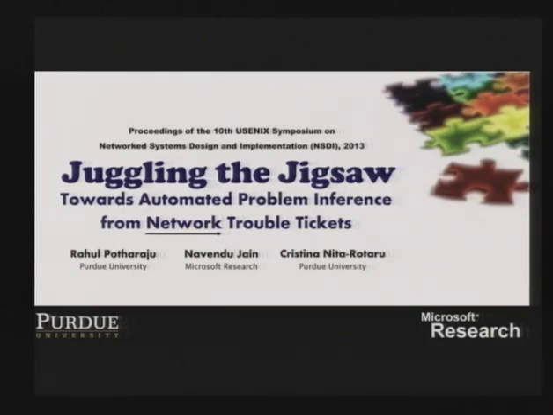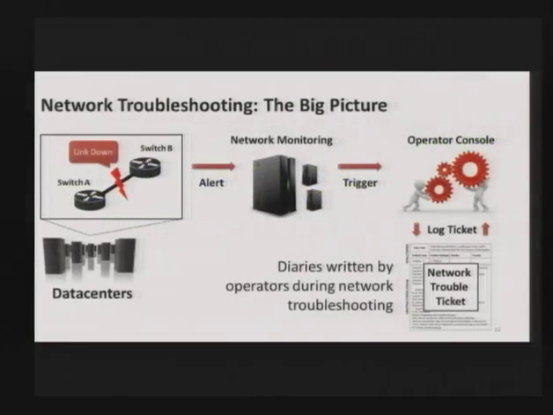Second, we want to be able to learn from our mistakes and apply the lessons that we learn towards improving network management. This is joint work with Navendu from Microsoft Research and my advisor Christina from Purdue. Let me start off by showing you how network troubleshooting is done today. I have given you a big picture overview, but now I'll dig into the details and tell you how this happens in reality. Our focus is specifically on data center environments, as I mentioned, which consist of thousands and thousands of routers and switches.